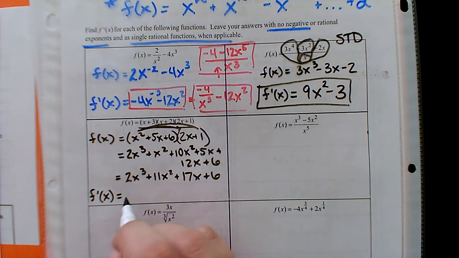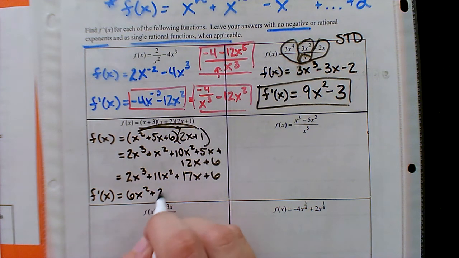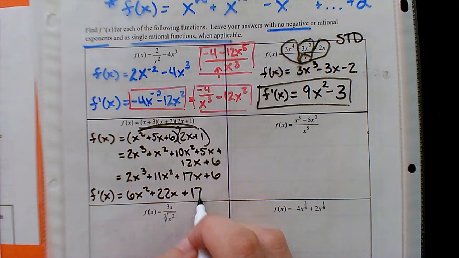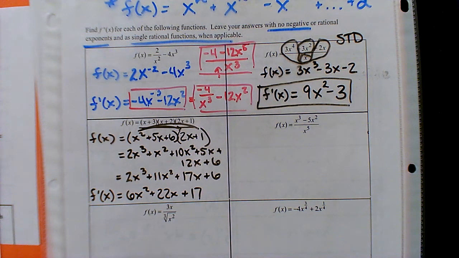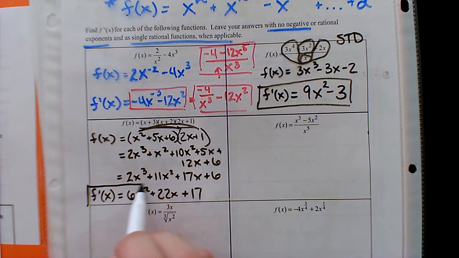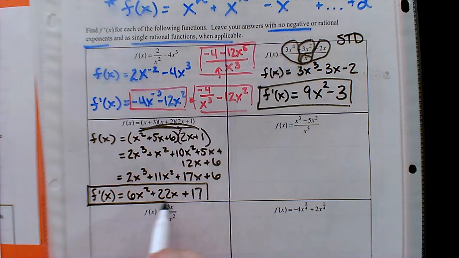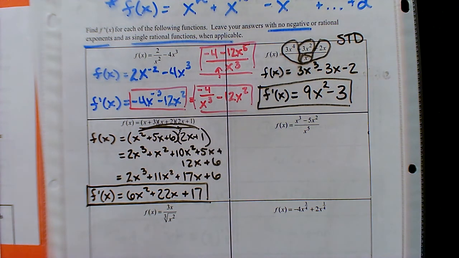Ryan, do you want to give this one a shot? 6x squared plus 22x plus 7. Good. How'd you guys do? Good? All right. No negative exponents, no fractions to combine, so we'll just leave it like that. All right, let's try the next one.